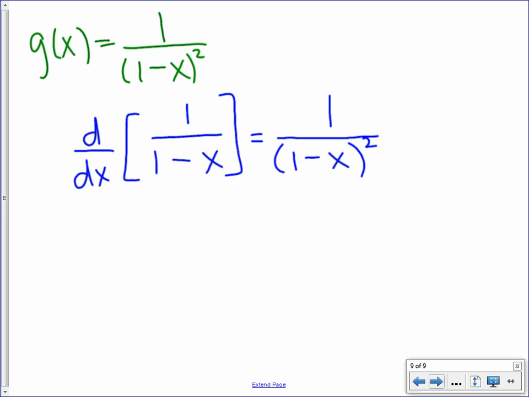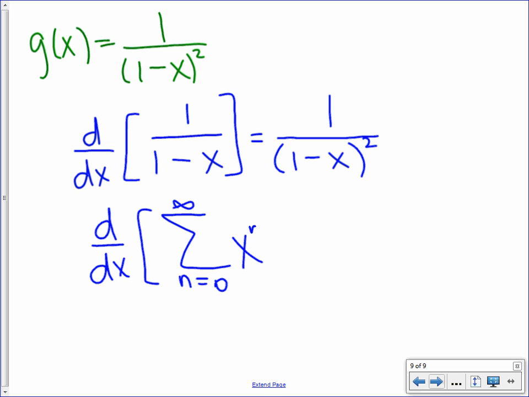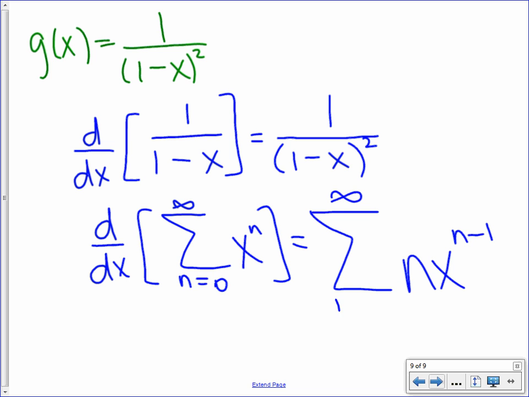So, if we take the derivative of the power series, we will have that power series, x to the n minus 1. Here's where you need to be careful though. Where are you going to begin? Can you begin at 0 in that power series? No, you have to begin at 1.